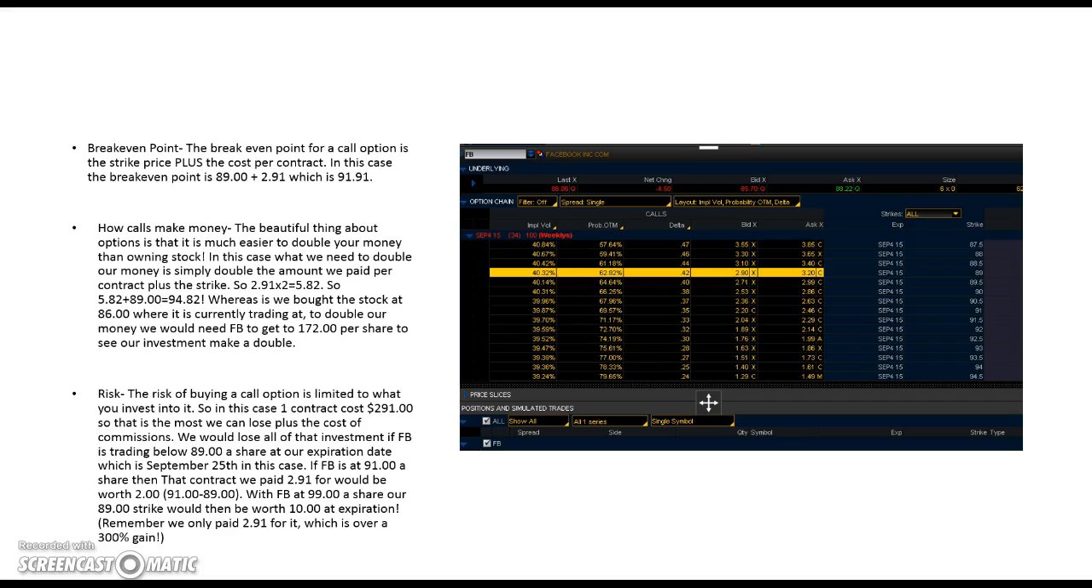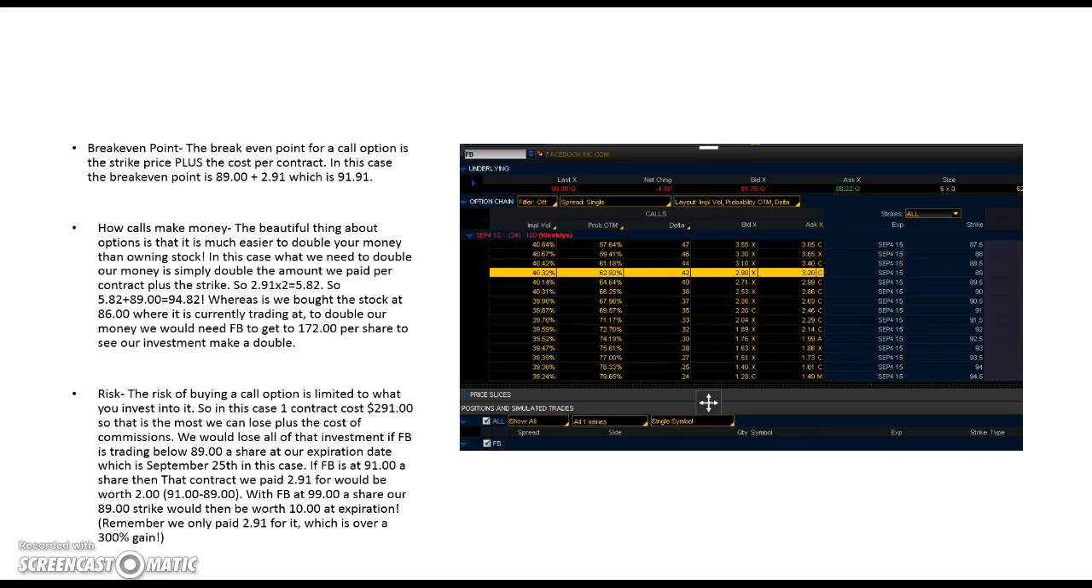The break-even point for a call option is the strike price plus the cost per contract. In this case, the break-even point is $89 plus $2.91, which is $91.91.